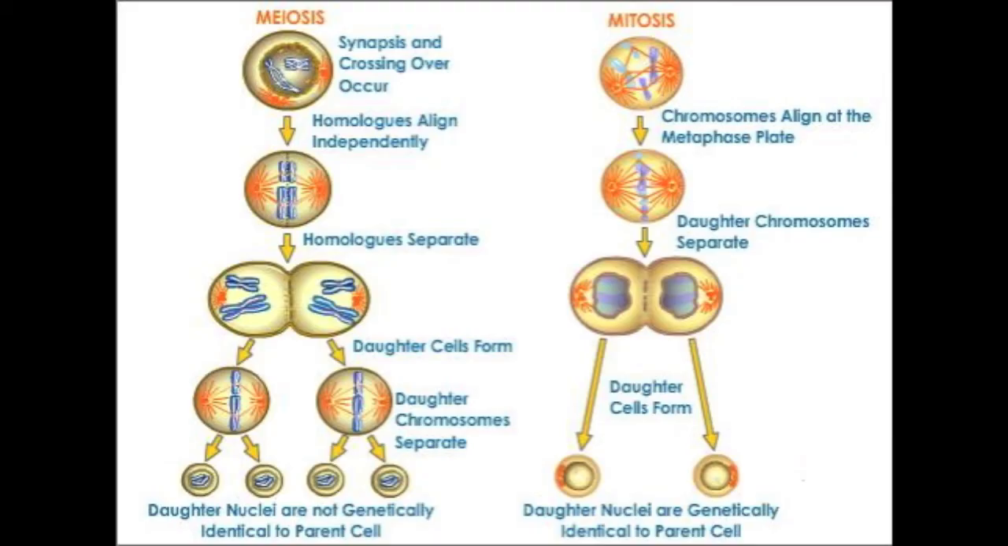The big difference between mitosis and meiosis is that mitosis produces 2 identical diploid cells, while meiosis produces 4 genetically unique haploid cells.